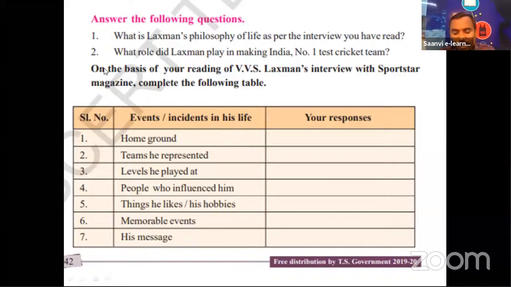Okay, what role did Lakshman play in making India the number one Test cricket team? VVS Lakshman is considered one of the finest contemporary cricket players, and he was part of the fabulous batting lineup which saw India as the number one Test cricket team. With hard work and commitment, he scored lots of runs to become a member of the Indian team, which was world number one in Test cricket. He used to score a lot of runs in the middle order that made India the number one Test cricket team. So that's the answer.